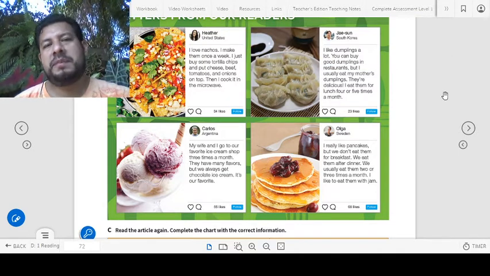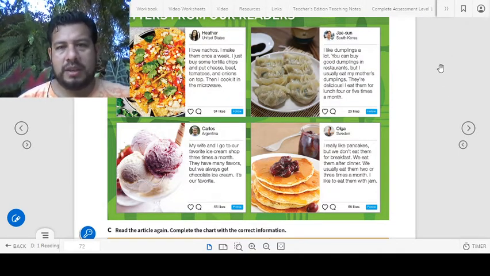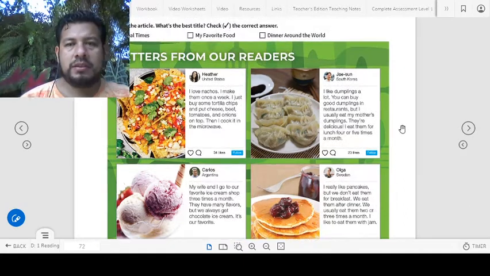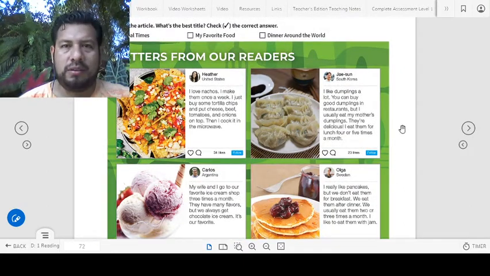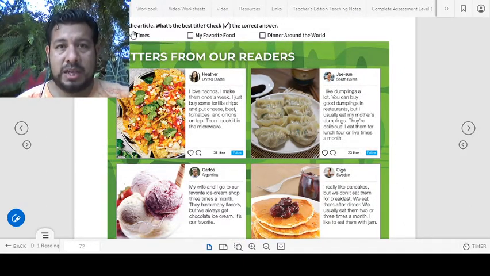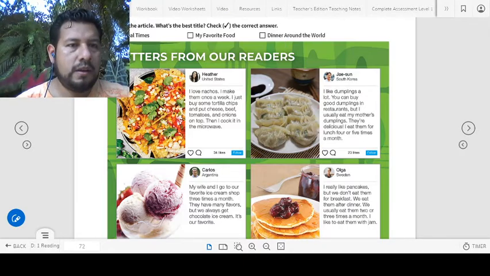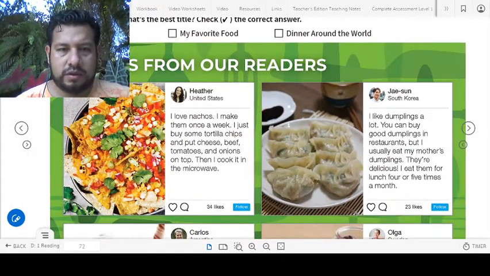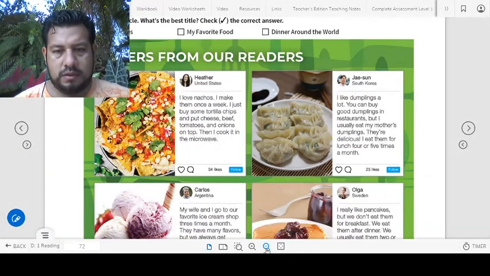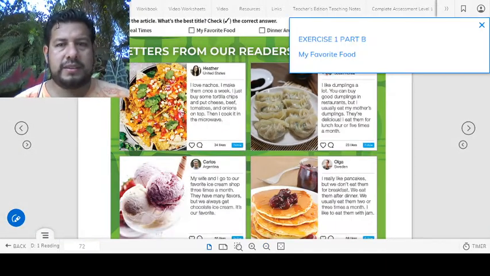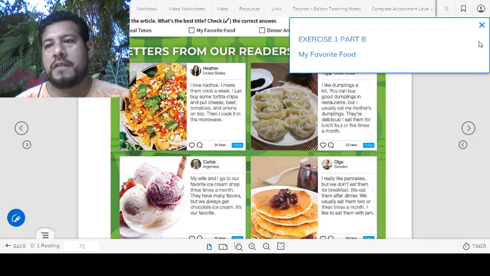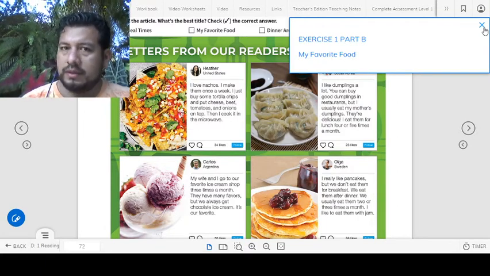Now, as you can see, these people are describing their favorite meals. So what do you think is the best title for this text? Is it Meal Times? Horas de comer? My favorite food? Dinner around the world? What do you think is the best title? My favorite food. Be careful.